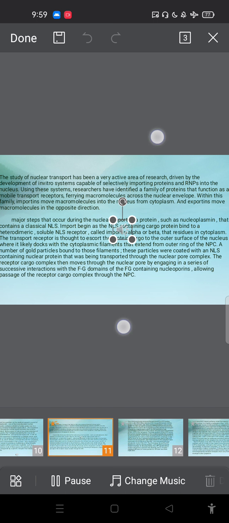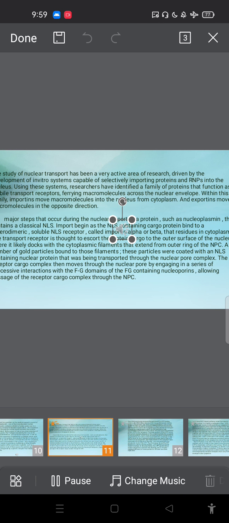Consider the major steps that occur during the nuclear import of a protein, such as nucleoplasmin, that contains a classical NLS. Import begins as the NLS-containing cargo protein binds to a heterodimeric soluble NLS receptor called importin alpha or beta that resides in the cytoplasm. The transport receptor is thought to escort the protein cargo to the outer surface of the nucleus, where it likely docks with the cytoplasmic filaments that extend from the outer ring of the NPC.